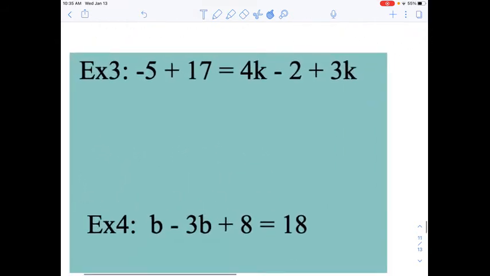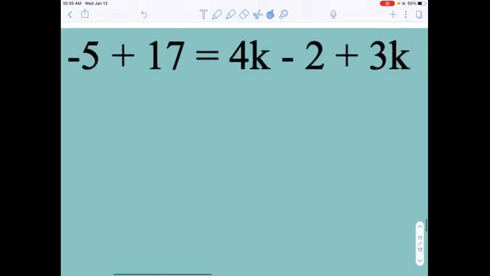Okay, then there's going to be problems where we have to combine like terms. So I want you to write this problem down: -5 plus 17 equals 4k minus 2 plus 3k. Again, we're going to start with our process of add up. There's subtraction, so I'm going to change that to plus negative.